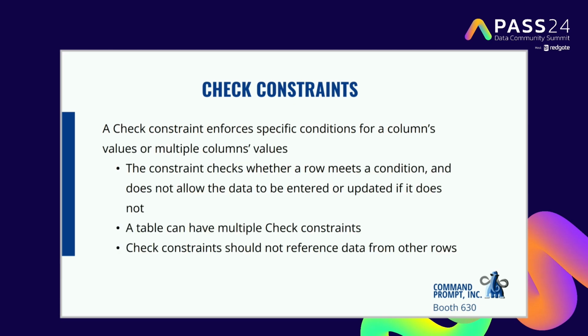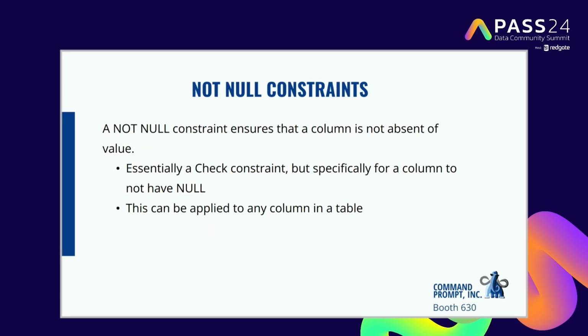All right, a check constraint enforces a specific condition for a column's values or multiple columns' values. So they check whether or not that data meets the condition, and if it does, it'll let it in. If it doesn't, it won't. Pretty simple. And again, there can be multiple of these in a table, and they should not reference data from other rows, which was another fun thing that I learned in creating this presentation. Lots of fun conflicts come up there. Not null constraints. These are essentially check constraints, but they check to make sure that the data is not null.